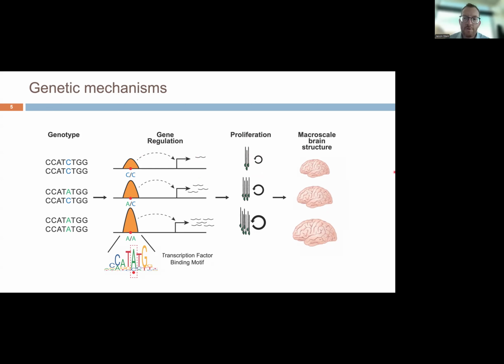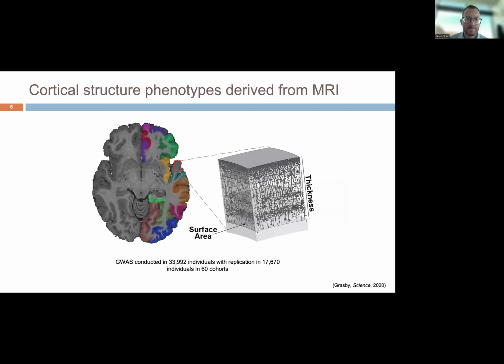So today I'm going to go over some of our findings at these different levels to give you an idea of how we are trying to link genetic variation to each of these different traits with the aim of understanding the mechanisms leading to differences in cortical structure and ultimately risk for psychiatric disorders.